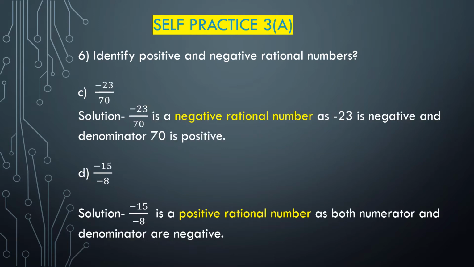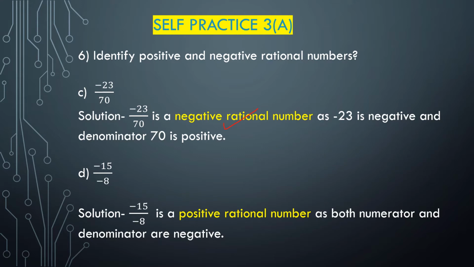Now we will solve question number 6, bit C. Minus 23 divided by 70. Here numerator minus 23 is negative and denominator 70 is positive. So minus 23 divided by 70 is a negative rational number.